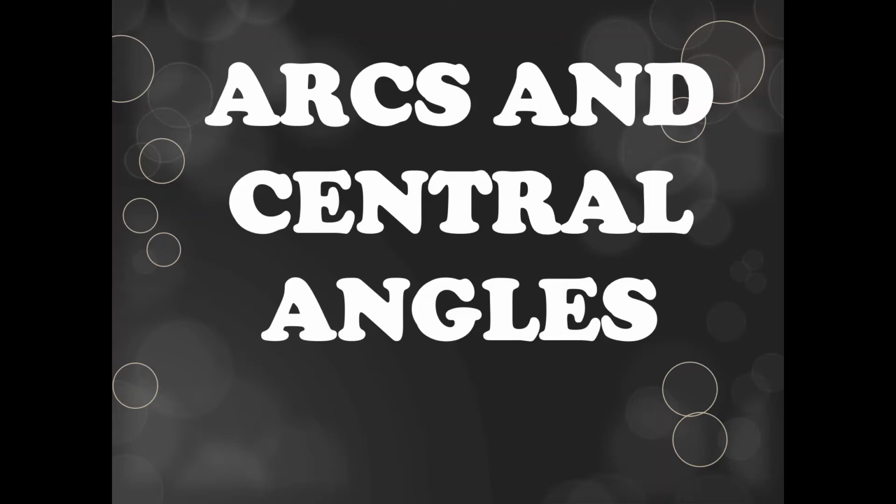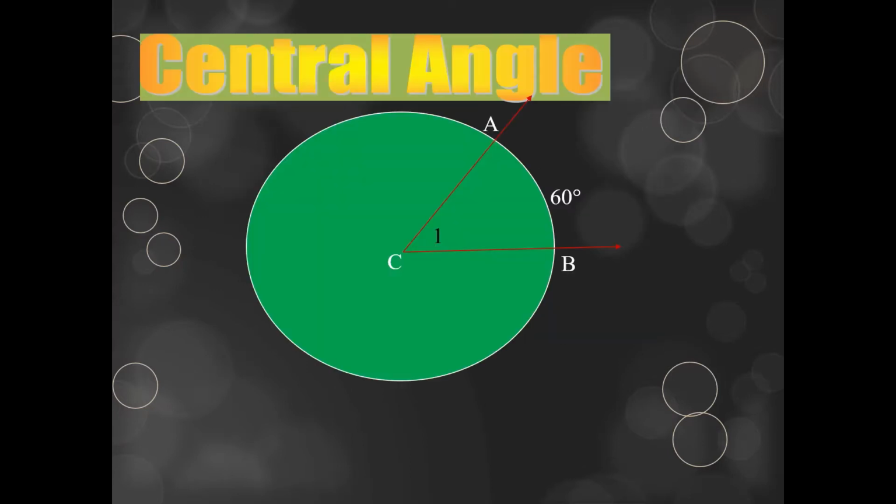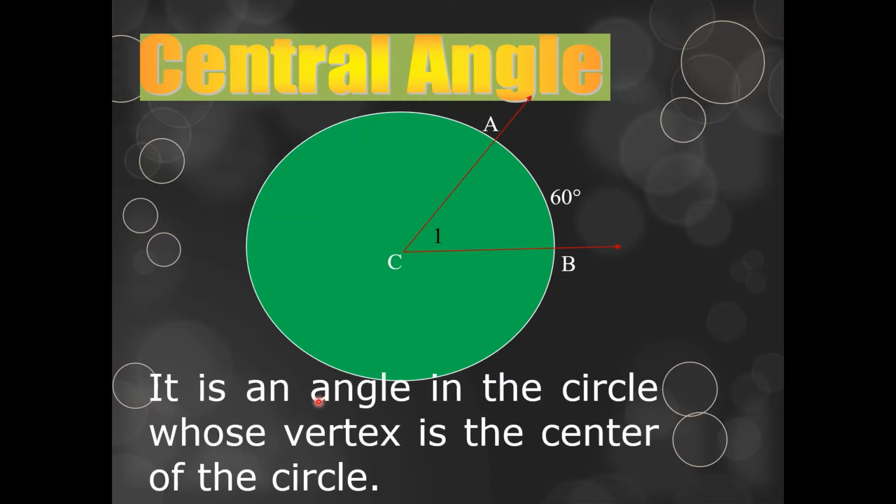In this lesson, we're going to discuss relationships between arcs and central angles. When we say central angle, this is an angle in the circle whose vertex is the center of the circle. When we say vertex, yun yung intersection ng dalawang ray para maka-create ng angle. Dito sa circle C, ang vertex ng angle natin is at the center. So it means angle ACB is a central angle. It can also be called angle BCA or angle 1, which has a measure of 60 degrees.